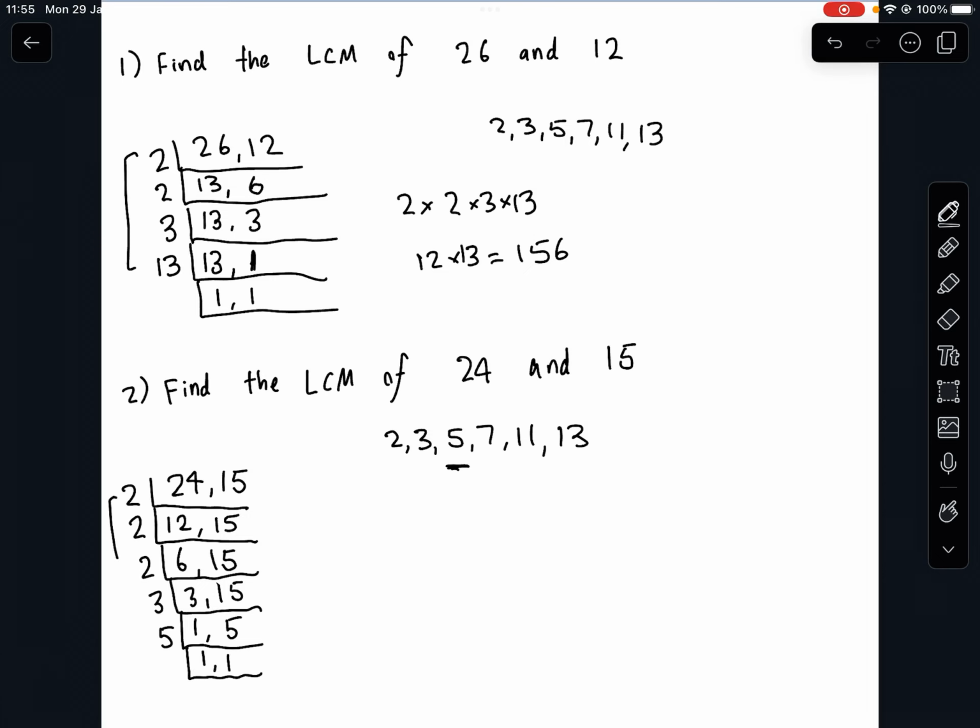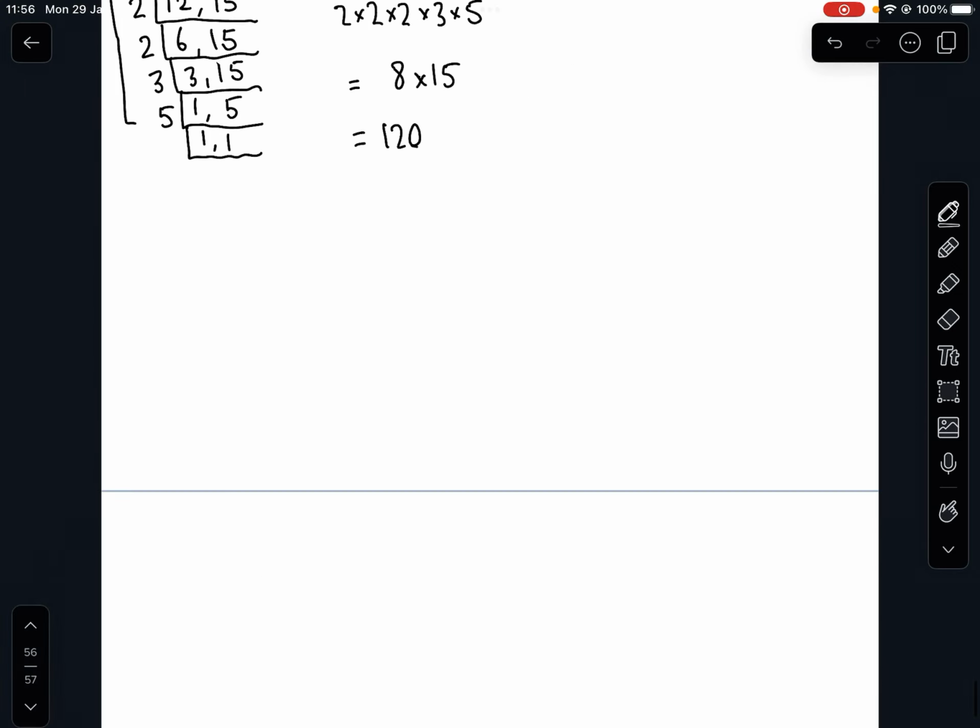So the LCM is going to be the product of these numbers, which is 2 times 2 times 2 times 3 times 5, which is 8 times 15 equals 120. So the LCM of 24 and 15 is 120. Okay, number 3.